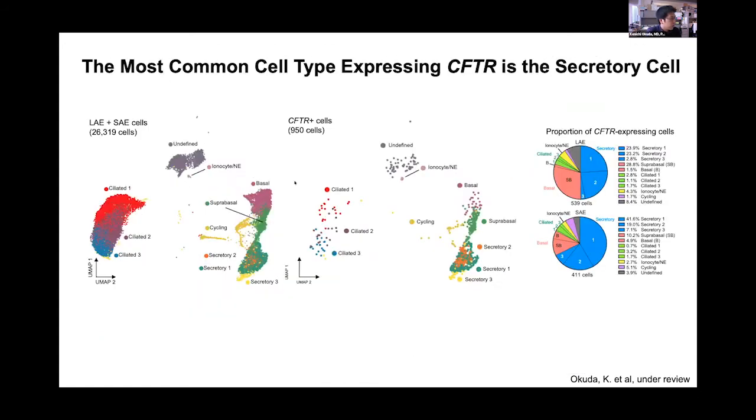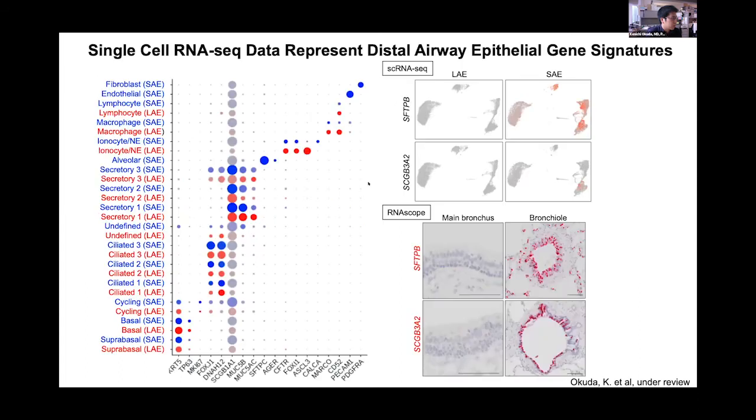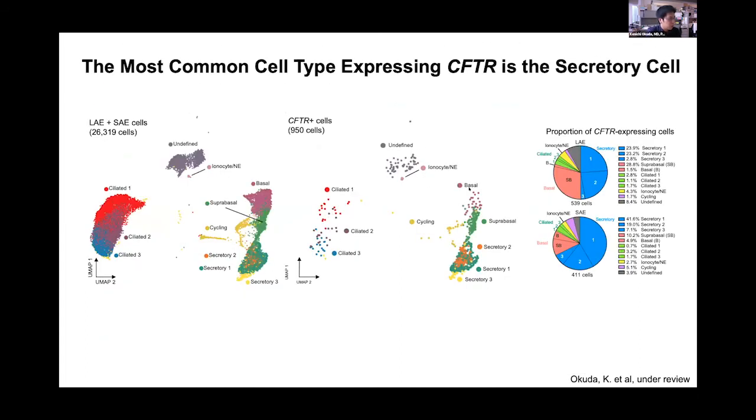And then we plot CFTR positive cells on this UMAP clustering. So these fewer dots, compared to the total cells, are all the CFTR positive cells. You can see this cluster has more dots compared to this cluster or this cluster. That means these clusters have more CFTR cells.